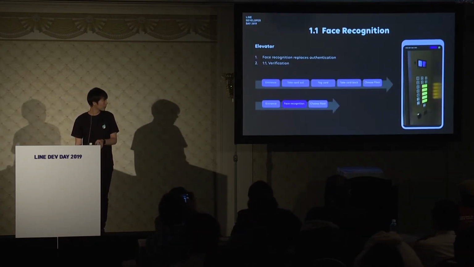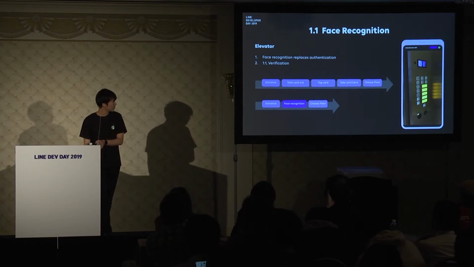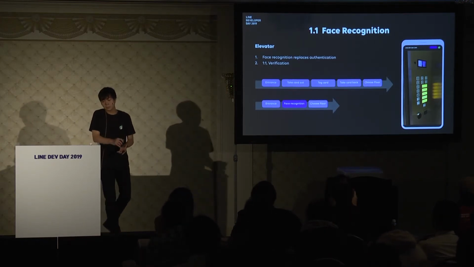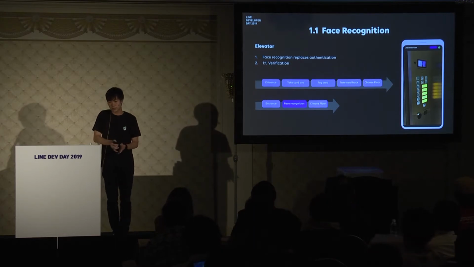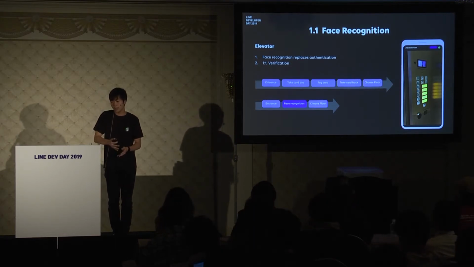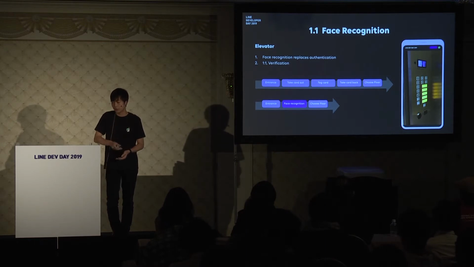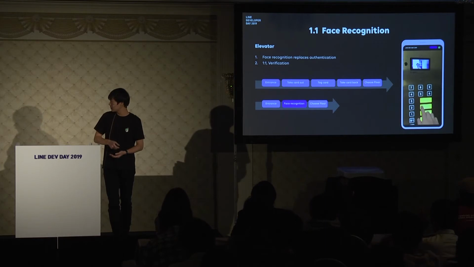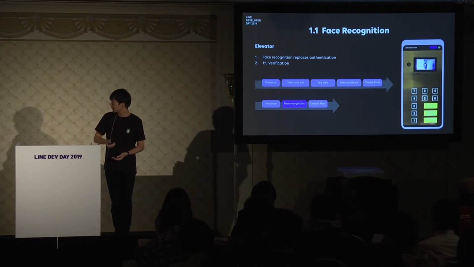The first is about face recognition. In elevators, we use face recognition to replace authentication. Normally when we enter the elevator, we tag our cards, put the cards back, and choose the floor. But with face recognition, they enter the elevator, their face is recognized, and they choose the floor.